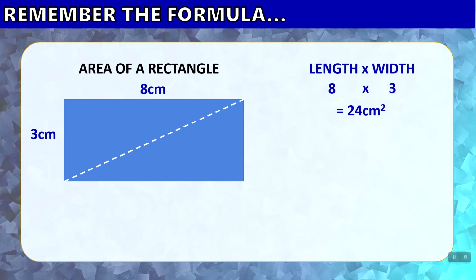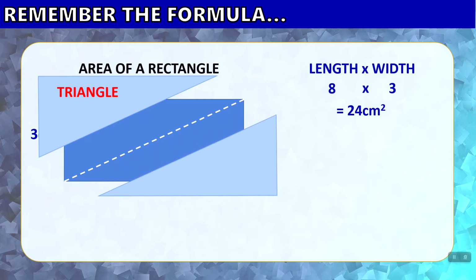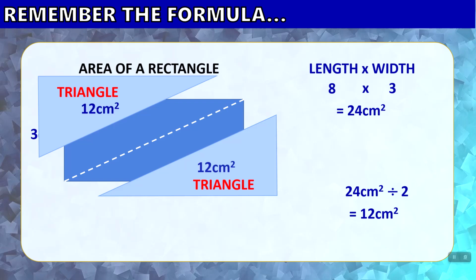But if we cut the rectangle in half along its diagonal, we can see that we have two triangles. Here's one, and here's another one. And so if we divided the area of the rectangle that we found, 24 centimeters squared, by 2, this should tell us the area of each one of the triangles, which is 12 centimeters squared. This triangle has an area of 12 centimeters squared, and this triangle has an area of 12 centimeters squared.